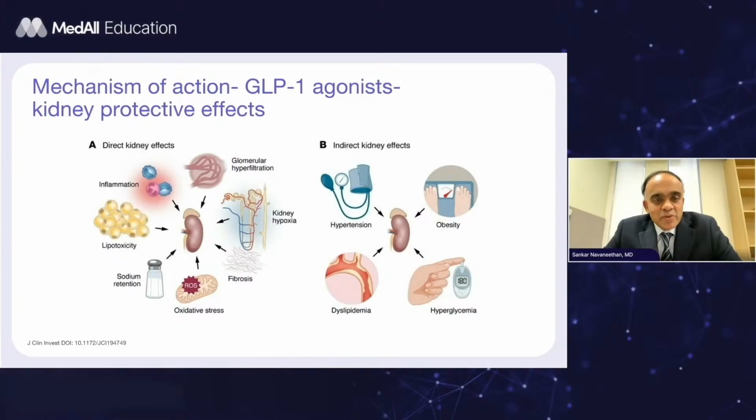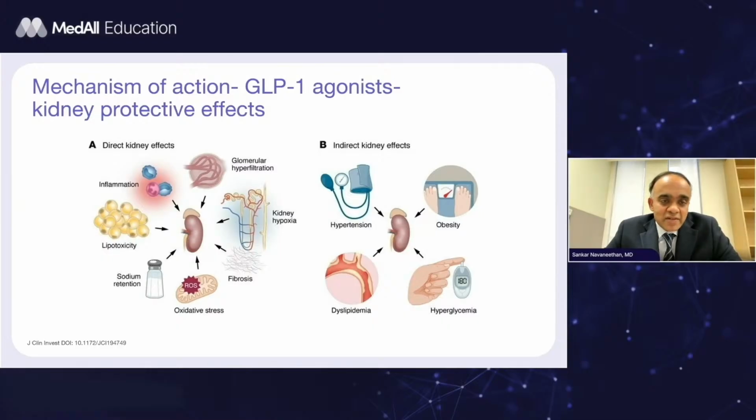How does GLP-1 agonist provide kidney protection? There are two: direct kidney effects, and indirect kidney effects. We'll focus first on the indirect effects. There is obesity, hypertension, dyslipidemia, and diabetes that often accompanies patients with kidney disease, and these four are independent risk factors for kidney disease. GLP-1 receptor agonists cause weight loss, reduce blood glucose, improve lipids, and reduce blood pressure. So you would anticipate that all these cumulatively would protect the kidneys.